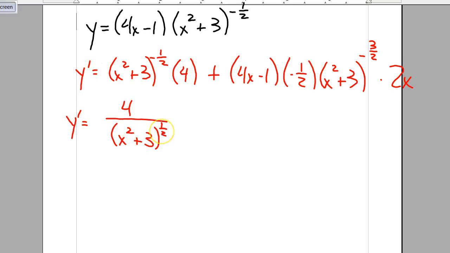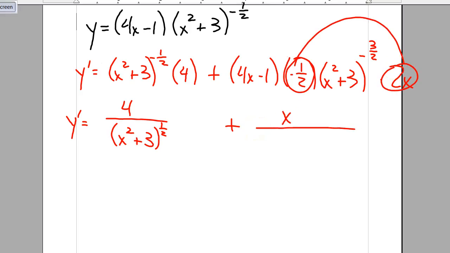I rewrite those as fractions, putting the x squared plus 3 to the 1/2 on the bottom here. And over here, I'm going to have a 1/2 and a 2x, but I think it's easiest to address those right now: what's 1/2 times 2x? Just x. And then a 4x minus 1 on top, and an x squared plus 3 to the 3/2 on the bottom. Some of you might have put a 2x there and a 2 down there. That's totally fine. You can work with that, or you can reduce, cancel, and then do the problem. Doesn't matter.